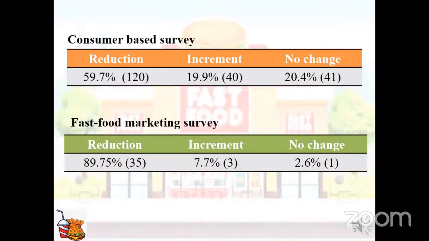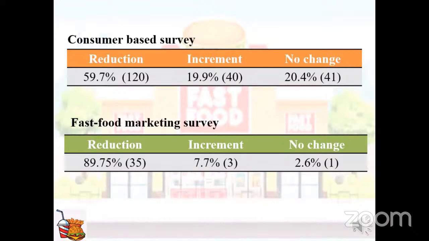19.9% of the consumers reported the increment of the consumption. As their major reason, 90% said that during the lockdown period, the entire family was at home and the children like fast food items more than home prepared meals. 20.4% of consumers reported that there was no change in their consumption.